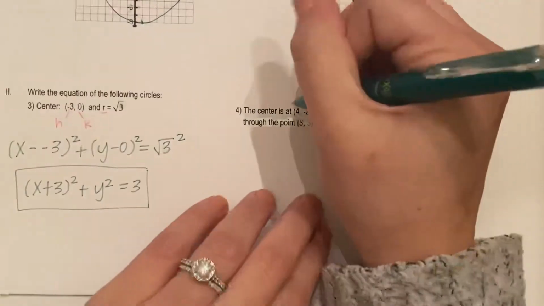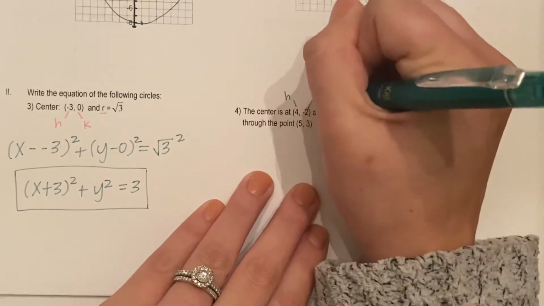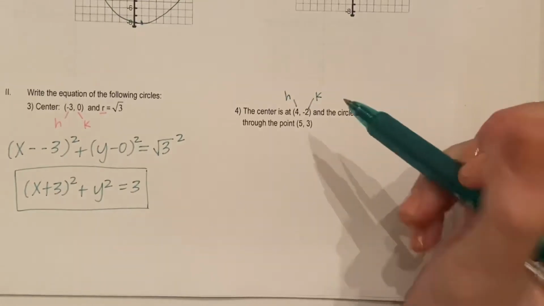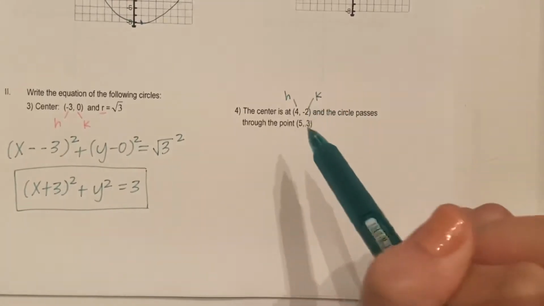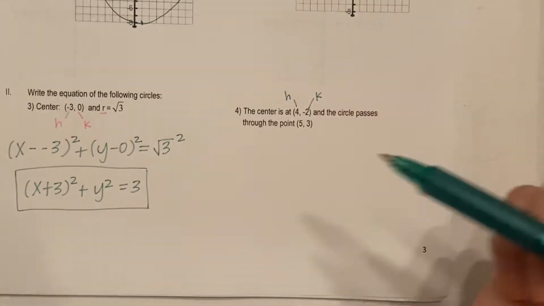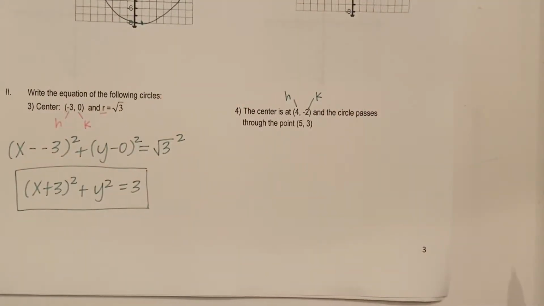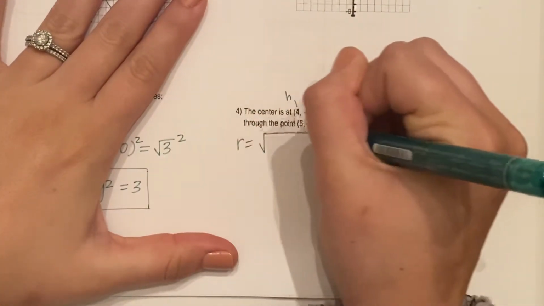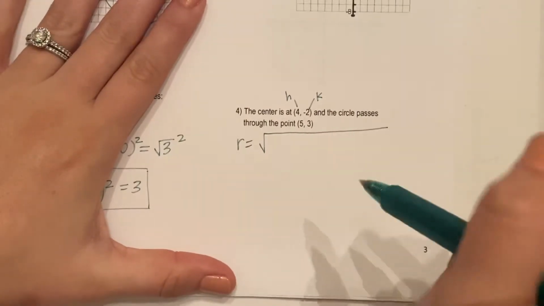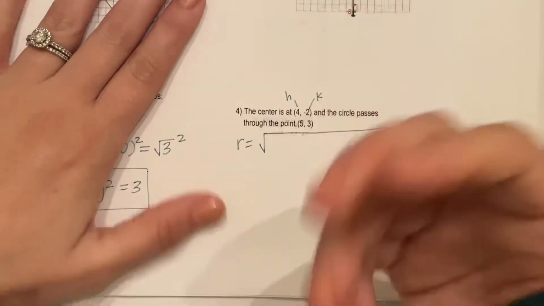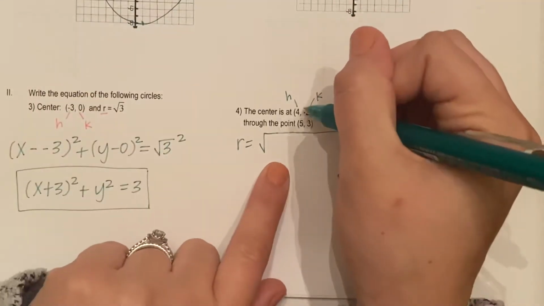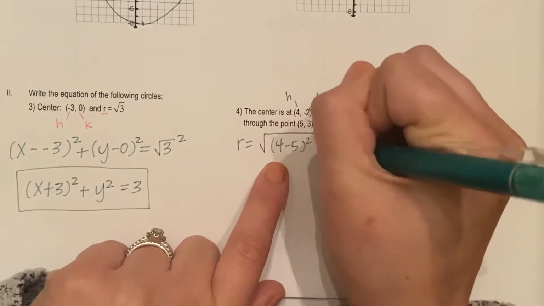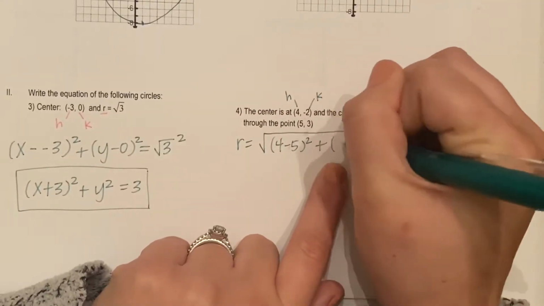We have the center, so this is H and K, but we're not given the radius. We're given another point on the outside of the circle. However, we know the distance from the center to the outside is the radius. So let's use distance formula to find the length of the radius. So square root, and you're going to do x minus x squared plus y minus y squared. So let's look at x minus x. So 4 minus 5 plus y minus y.